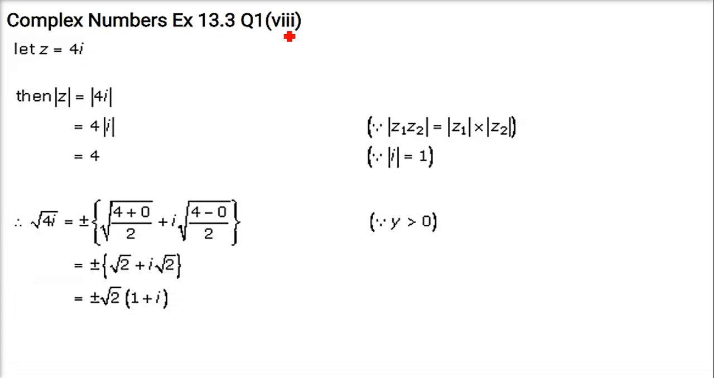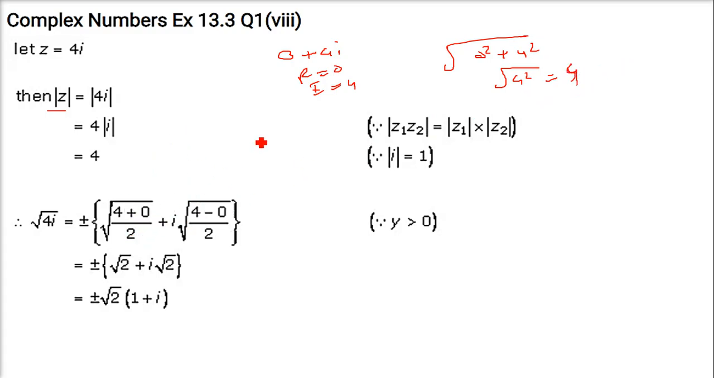Here we have z equal to 4i. You can write it as 0 plus 4i. So real part is 0 and imaginary part is 4. So first we will find out the mod z, which is 0 square plus 4 square. So it is actually 4 square, you get 4. So 4 is mod z.